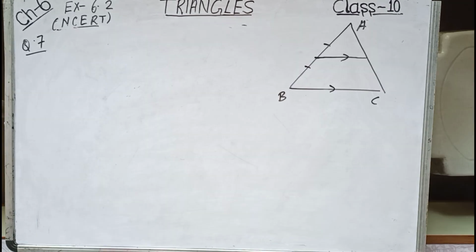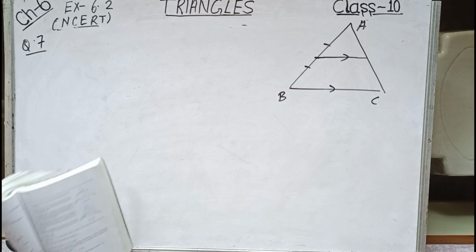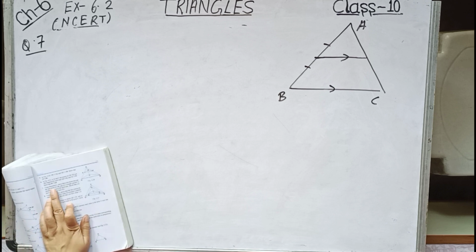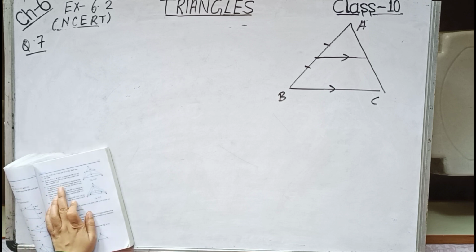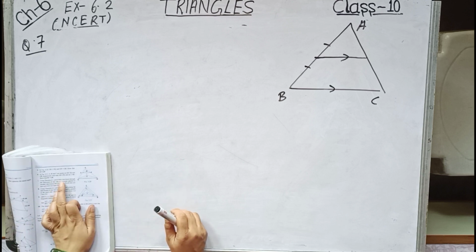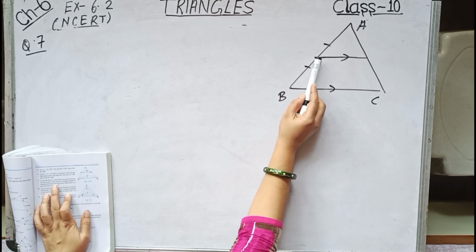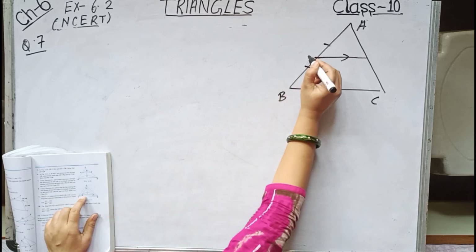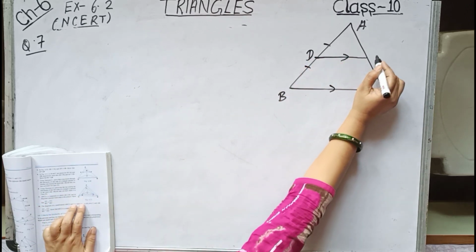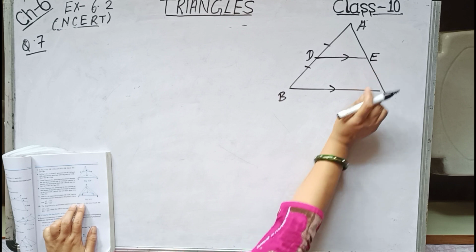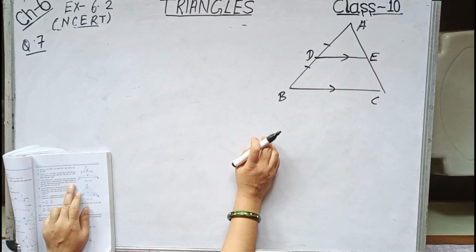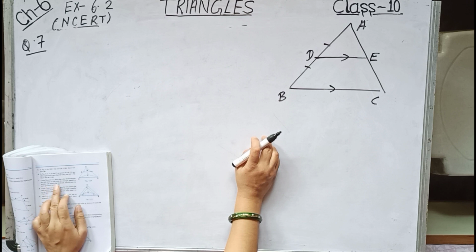Now question number 7 of exercise 6.2. It says that using theorem 6.1, which is Thales theorem, prove that a line drawn through the midpoint, let us name it D, so AD equals DB, it is given. Line drawn to the midpoint of one side of a triangle parallel to another side.